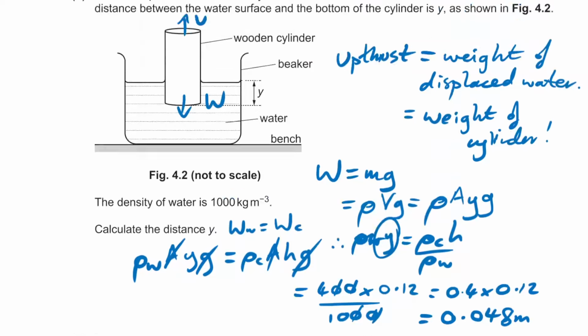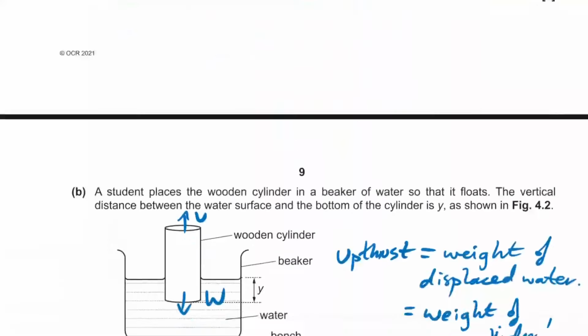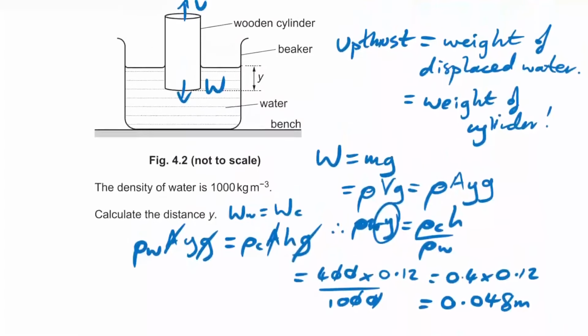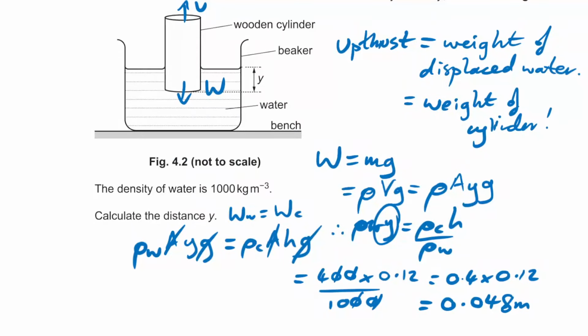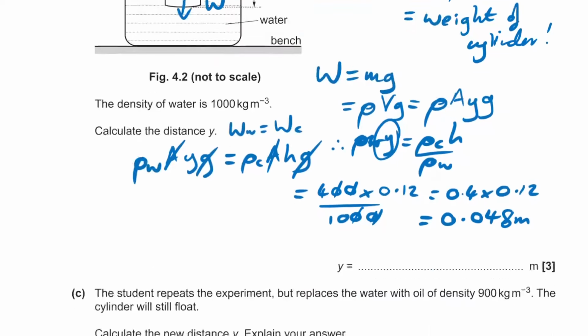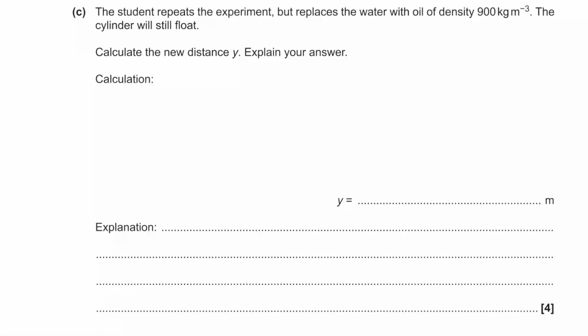So yes, they've tried to fool you into using the weight there, but I think you need to recognize that whenever it comes to upthrust questions, it's just weight of the object equals weight of displaced water. And then once you say that the weight is equal to rho vg for both, you can cancel some things out and it all comes out in a wash. A lot easier. Student repeats the experiment but replaces the water with oil of density that. Calculate the new distance y.